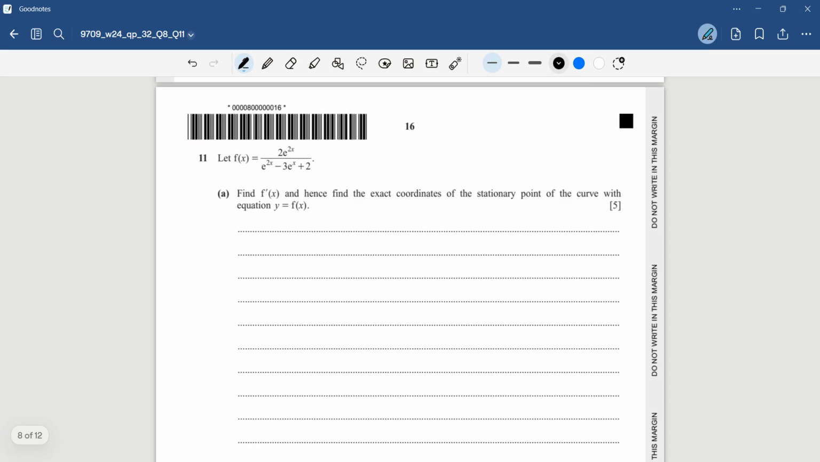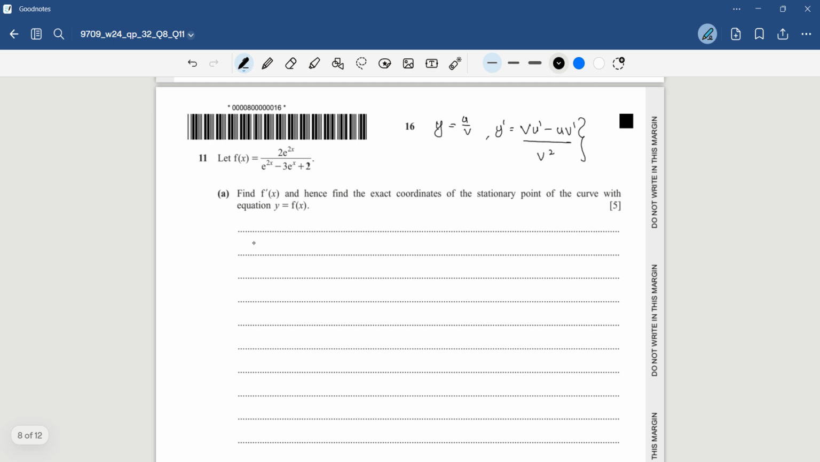Find f prime and hence find the exact coordinates of the stationary point of the curve with the equation y equals f(x). Okay, so first we find f prime. So here you can see it is a product rule, sorry, quotient rule. So if it is the quotient rule, let's say y equals u over v, therefore y prime will be (v u prime minus u v prime) over v squared. This formula you can get from the formula booklet, so you can refer there.